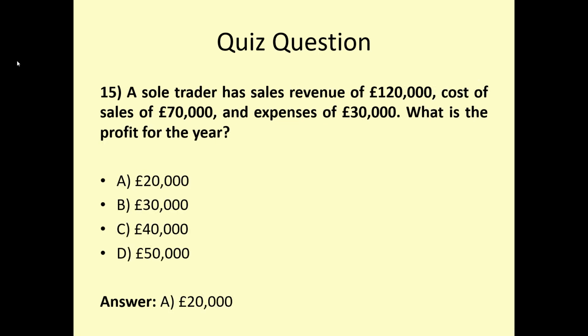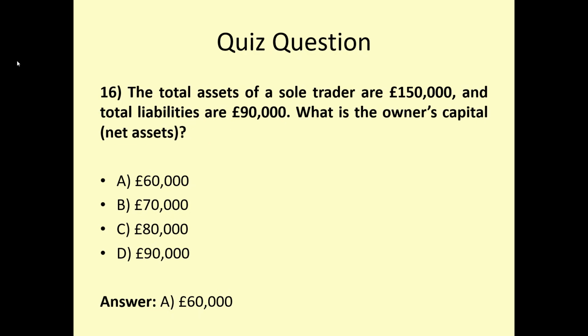Question 15. A sole trader has sales revenue of £120,000, cost of sales of £70,000, and expenses of £30,000. What is the profit for the year? And the answer is A, £20,000. Question 16. The total assets of a sole trader are £150,000 and total liabilities are £90,000. What is the owner's capital, also known as the net assets? And the answer is A, £60,000.